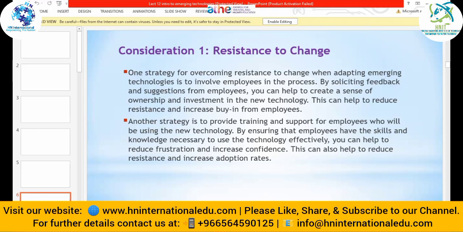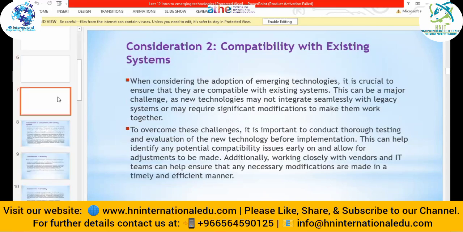We have to support our employees who will be using this new technology, and we should ensure that all employees have the skills and knowledge necessary to use it. Because if they don't know even the basics of technology, how will they be trained on new technology? This can help reduce your frustration and increase your confidence, as well as your company's and employees' confidence. Then we have compatibility with existing systems.